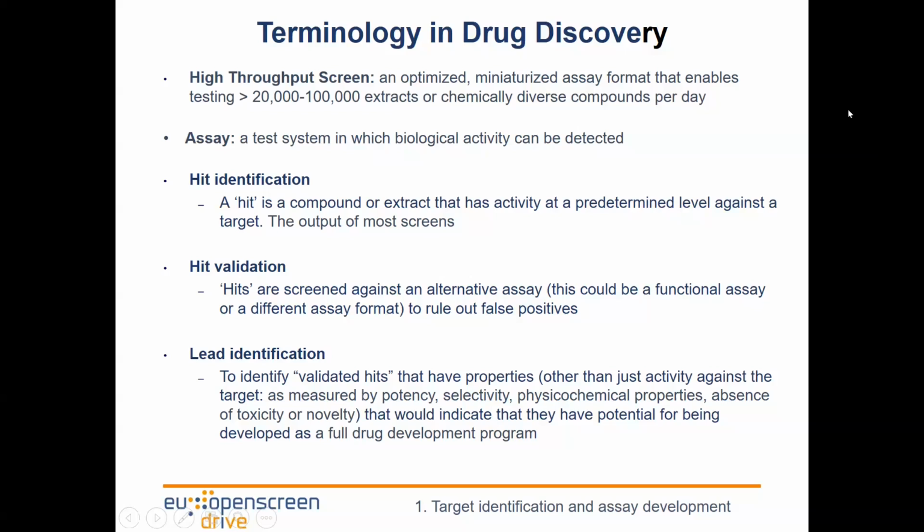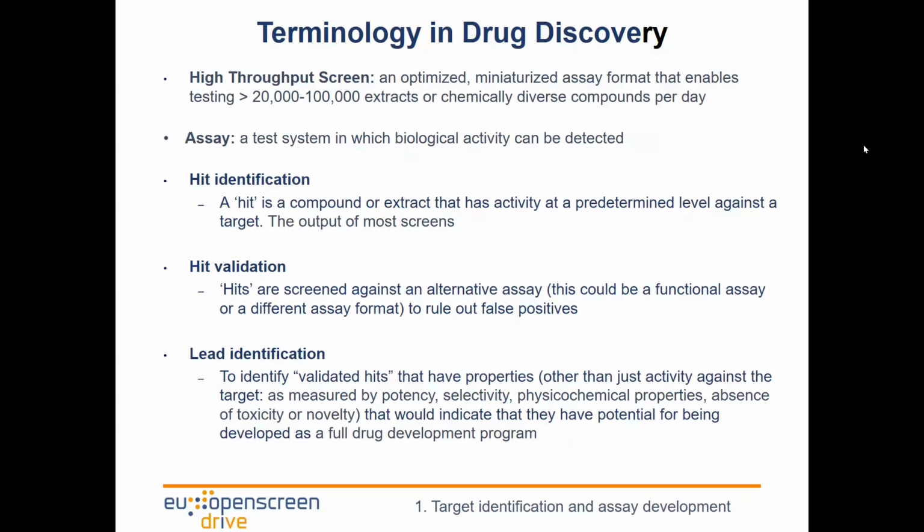High throughput, I mentioned before what it means. Assay was also mentioned in detail. The assay is the thing that we develop with the biological system that we selected. The hit is the outcome that we obtain with most of the screenings, and it could be an inhibition or activation. It depends. And the next step, which is new and the first time that I mention it, is hit validation.